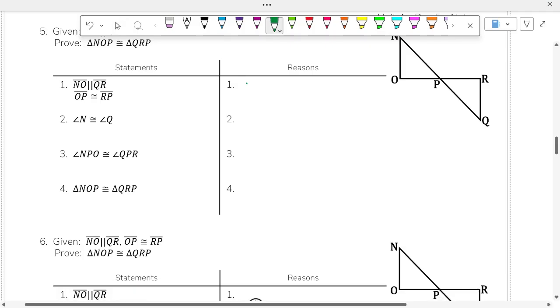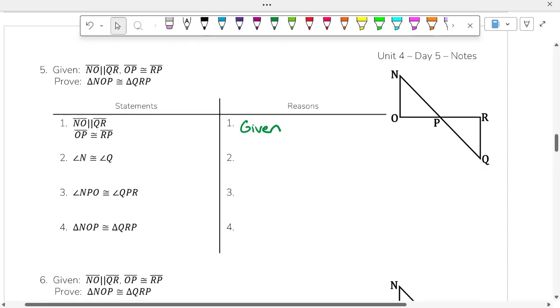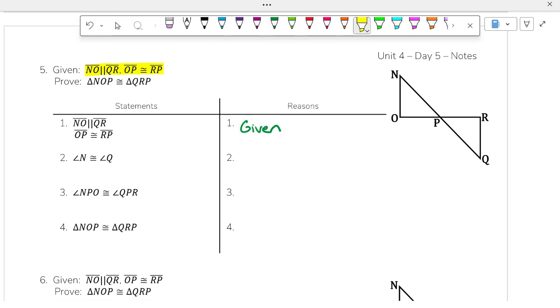What did you get for your very first reason, Cohen? Right. First statement, it's given because it's exactly what our given statement is. Now, like I said, mark as you go. They said that NO is parallel to QR, so I'm going to use my little arrow notation to mark those. And then OP is congruent to RP, so these two sides are congruent.